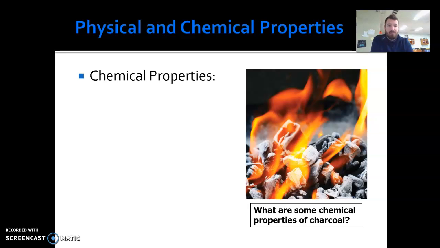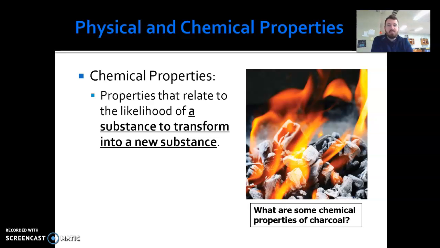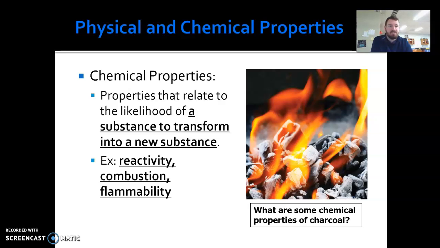All right, next we have chemical properties. And these are properties that relate to the likelihood of a substance to transform into a new substance. So if we are testing a chemical property, you are likely to end up with an entirely new substance afterwards. Right, so some examples would be reactivity, right? Maybe your substance is participating in a chemical reaction, combustion, so we are burning it, or flammability, testing if it can burn. So usually after performing any of these tests, we now have a completely new substance.